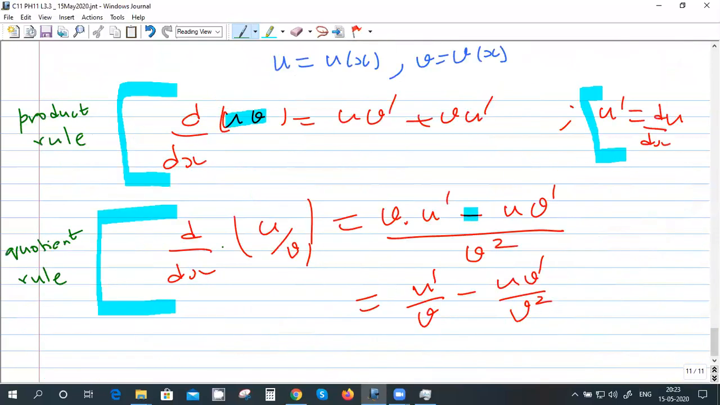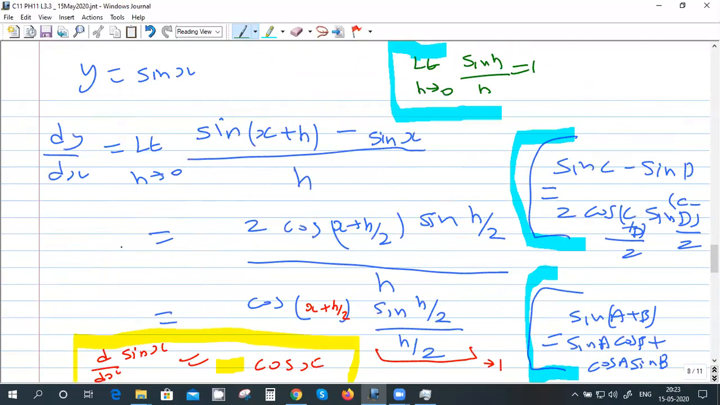So d by dx of tan x is secant square x. That you can get from first principles. This way of arriving at the derivative is called first principles, because we are using the first principle that dy by dx is delta y by delta x in the limit delta x tends to 0. That's what we're using here, no? Yes, sir.